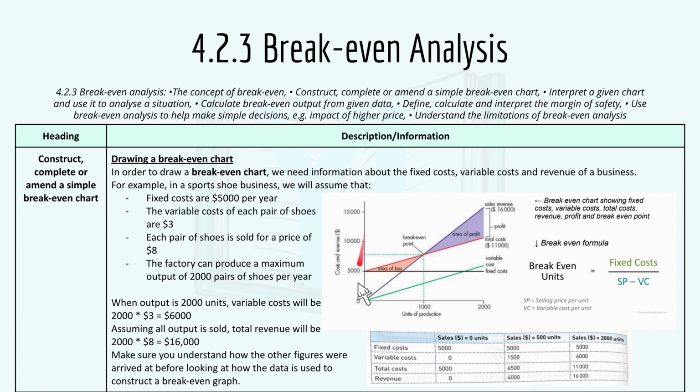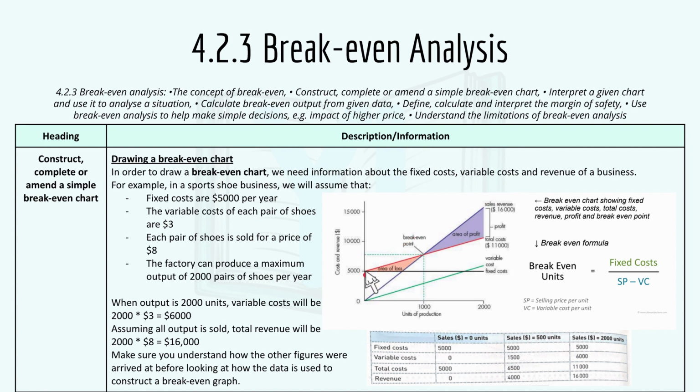We have the y-axis and the x-axis. The x-axis is the units of production, and the y-axis is the cost and revenue. We have this blue line, or the green line, whatever you call it, and it's the variable cost, which is constantly changing. The more you sell, the higher it is, because variable cost is affected by the output of the sales. This horizontal black line is the fixed cost, and it will not change because it's fixed. This red line is the total cost. This purple line is the sales revenue.